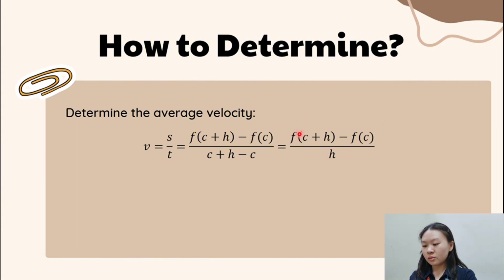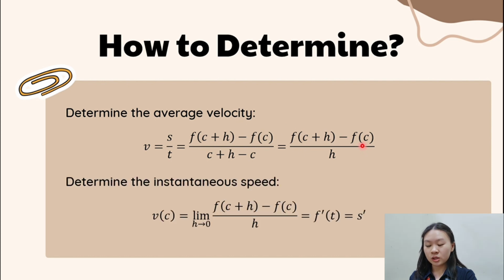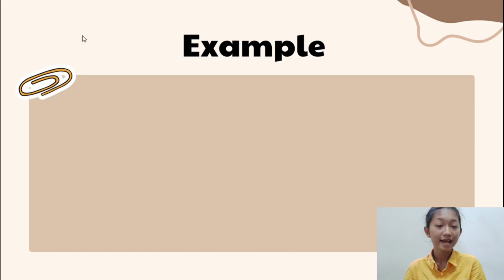And then we have to determine the instantaneous speed, which is v(c), and this uses limit, which is the limit as h goes to 0 of f(c plus h) minus f(c) over h. This function is the basic form of derivative, which is f prime(t), or we can also say it is s prime. This is the example for the question.